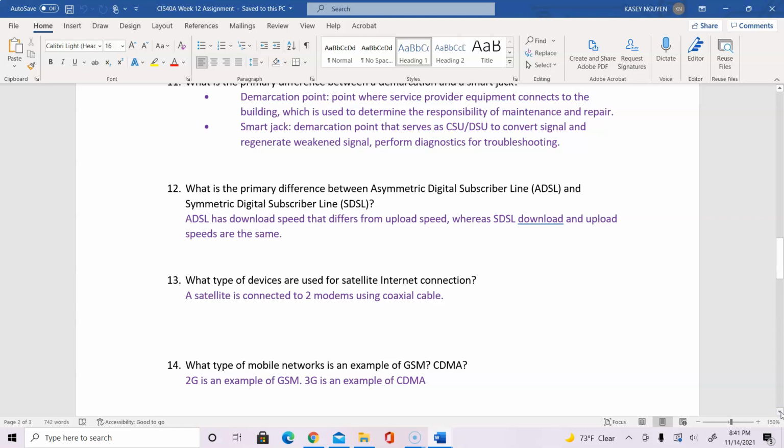13. What type of devices are used for satellite internet connection? And for the satellite service, you would need to connect 2 modems using coaxial cable, one for upload and one for download. 14, what type of mobile networks are examples of GSM and CDMA? 2G is an example of GSM and 3G is an example of CDMA.